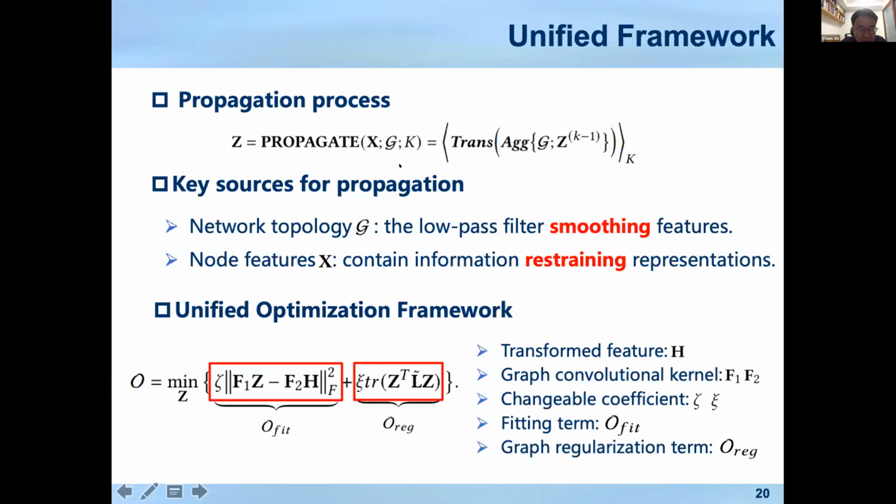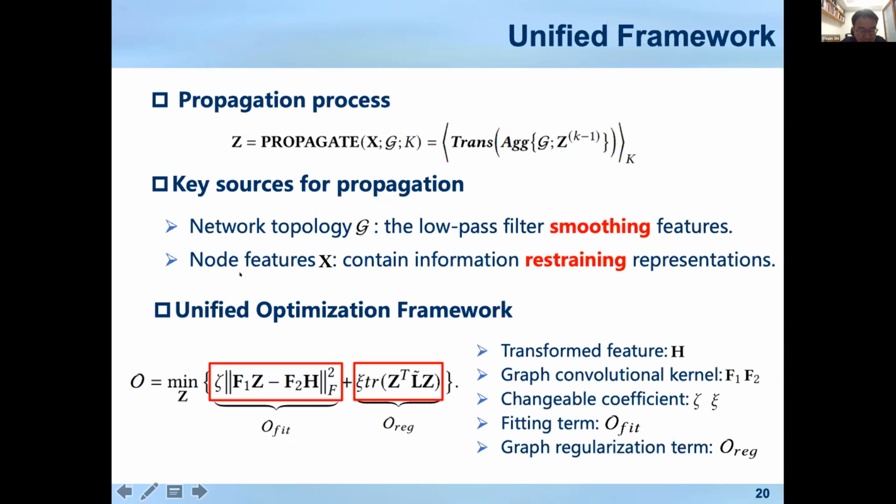Many propagations have been proposed. The unit is to obtain two goals: employ the network topology as a low-pass filter to smooth the features, and use the node features to restrain the representations.